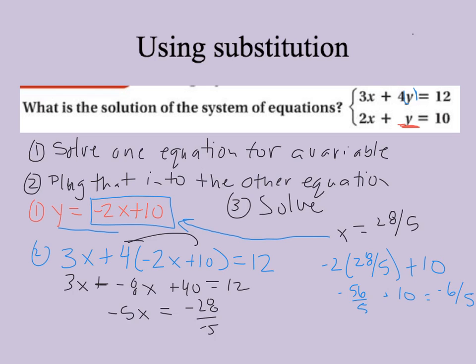Once you have what your y is equal to and what your x is equal to, you always write it as an ordered pair. So in this case, my x is 28 fifths and my y is 6 fifths. And that would be my final answer right here.